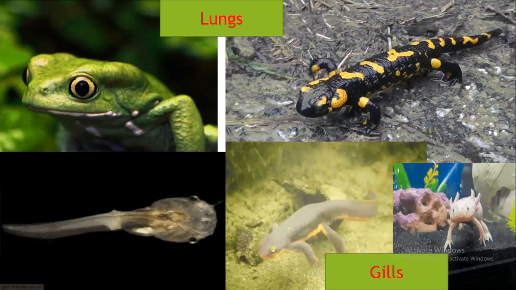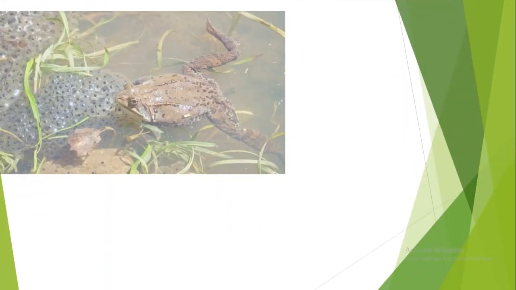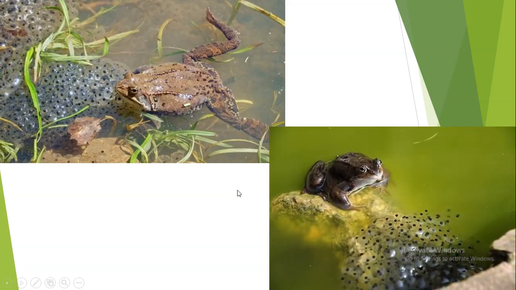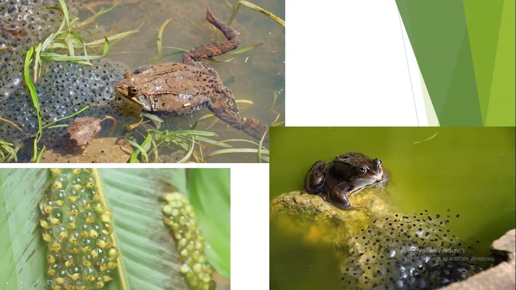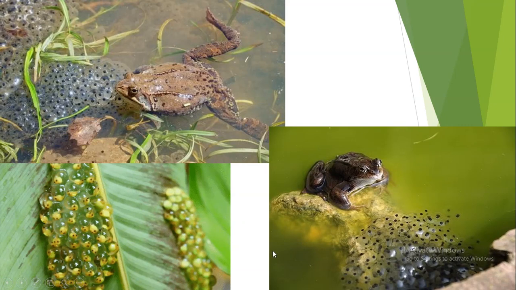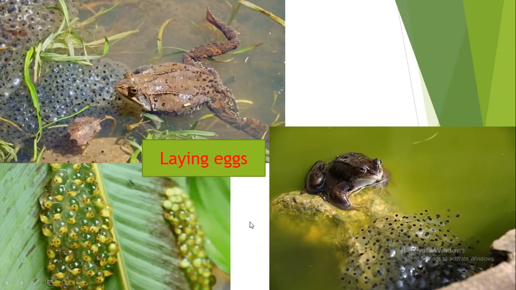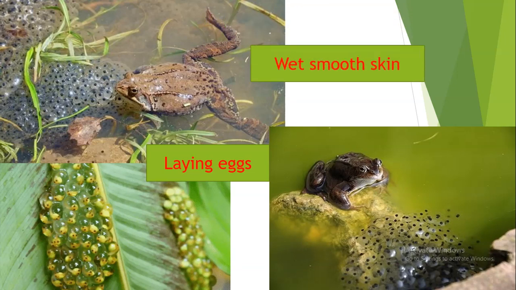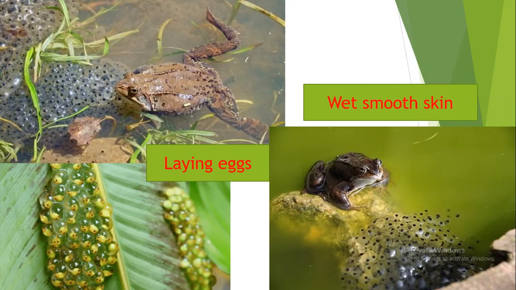Now, how do they reproduce? As you can see here, this is the adult female frog. It lays eggs in water. So they reproduce by laying eggs, and they are covered with wet, smooth skin, moist, smooth skin.